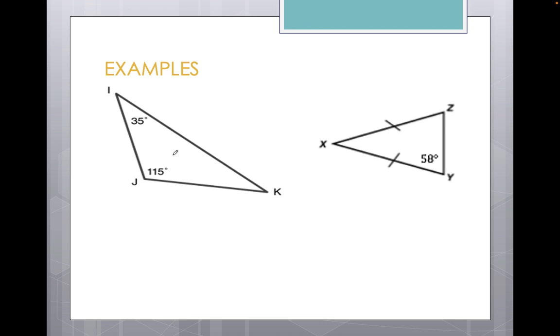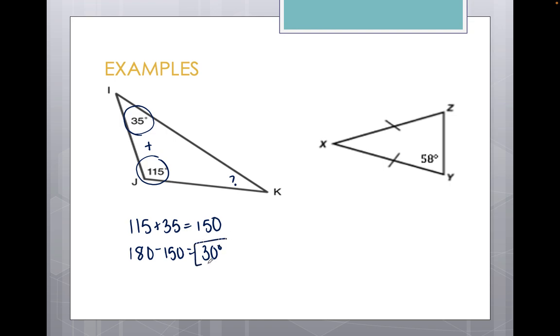In this first example, the measure of angle K would be found by first adding 135 plus 115, which is 150 degrees. That leaves us with 180 minus 150, which is 30 degrees left for angle K.